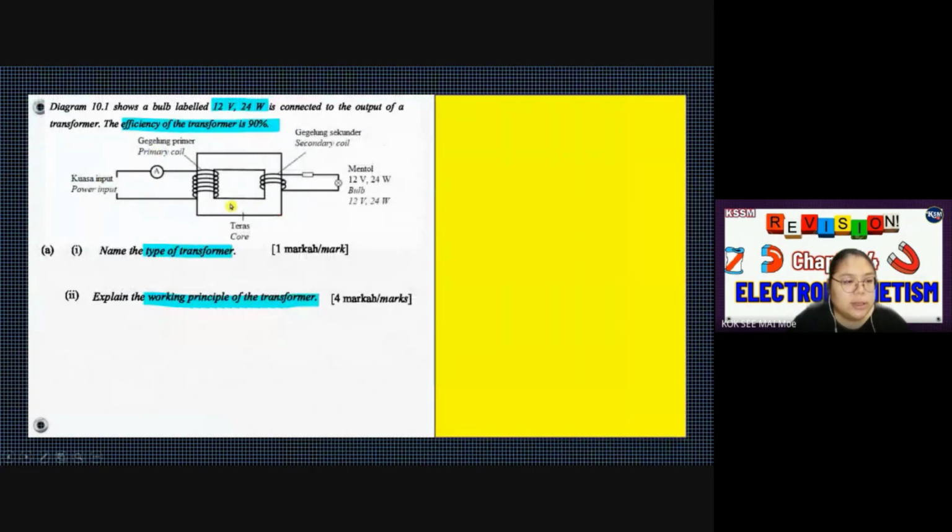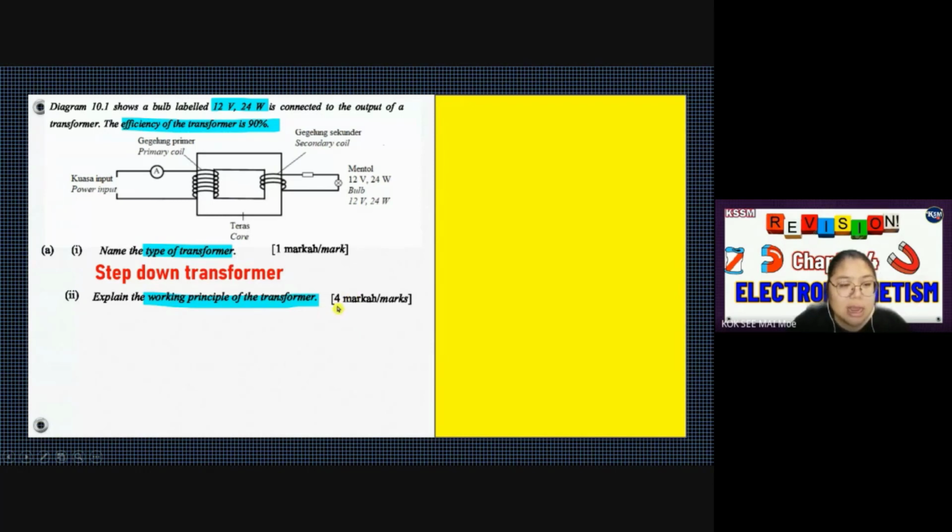Okay, this one is a question. 10.1, they show about the transformer. They got a bulb as the output, 12 volt, 24 watts connected to the output. Efficiency, they provided 90%. So now you show the transformer first. I'm sure it's a step down because you see the number of turns is different.